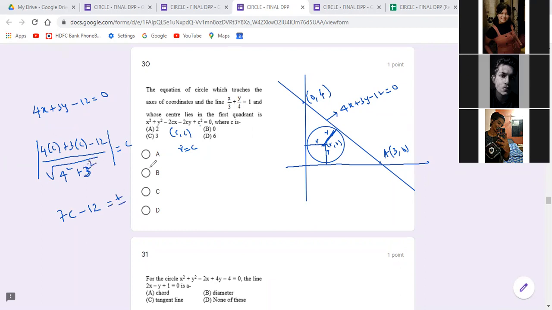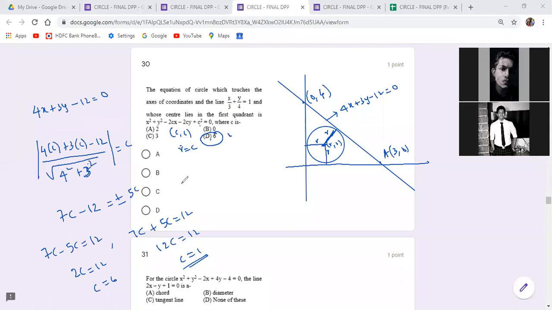So one possibility is what? Now remember C is a positive number because it lies in the first quadrant. So one possibility is 7C minus 5C is 12. Another possibility is 7C plus 5C is 12. So 2C is 12, so C is 6. Here 12C is 12, so C is 1. So either C is 6 or C is 1. We don't have 1. So C is 6.